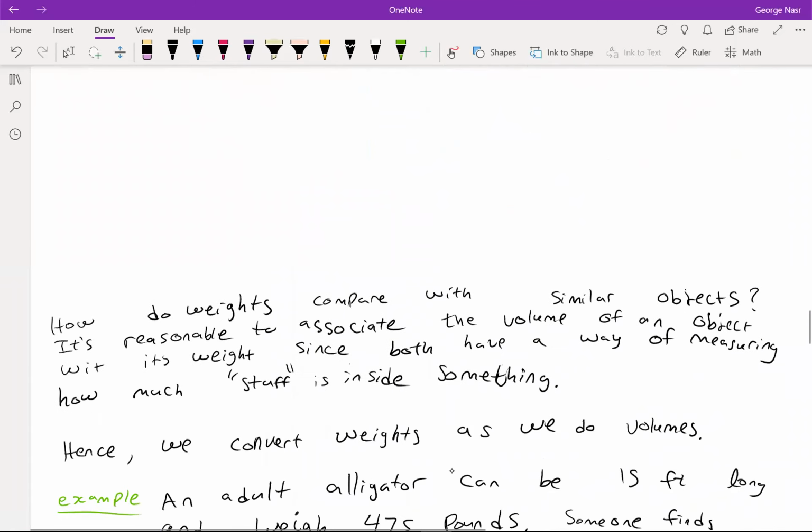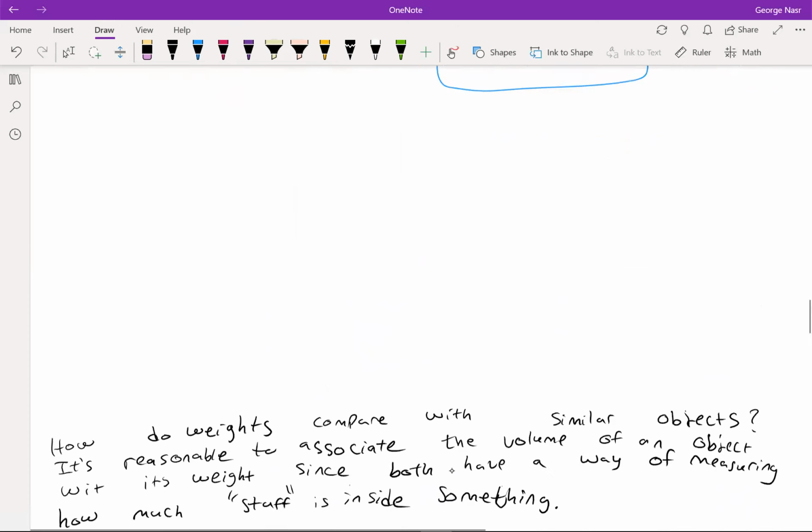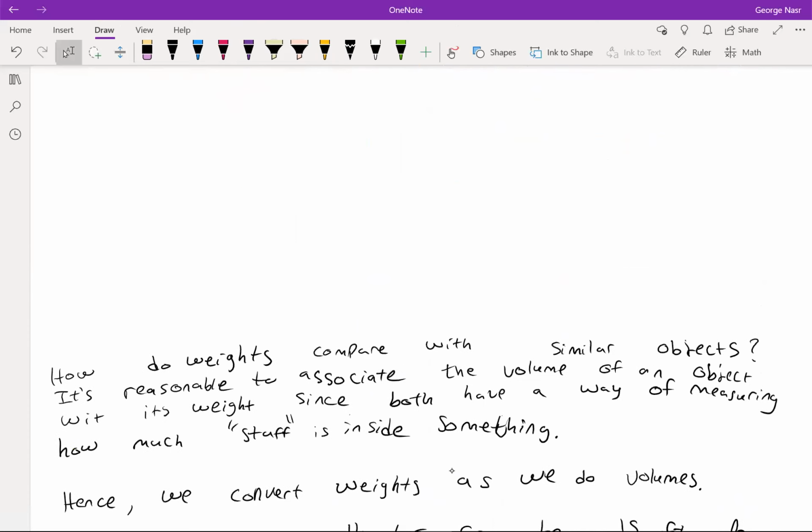Okay, so I now want to talk about how we compare weights of similar objects. Let's say I have two objects that are similar, and I have a bigger model of something and I want to figure out its weight. Sorry, you can probably tell I'm a little distracted. There are new people coming into my apartment right now.